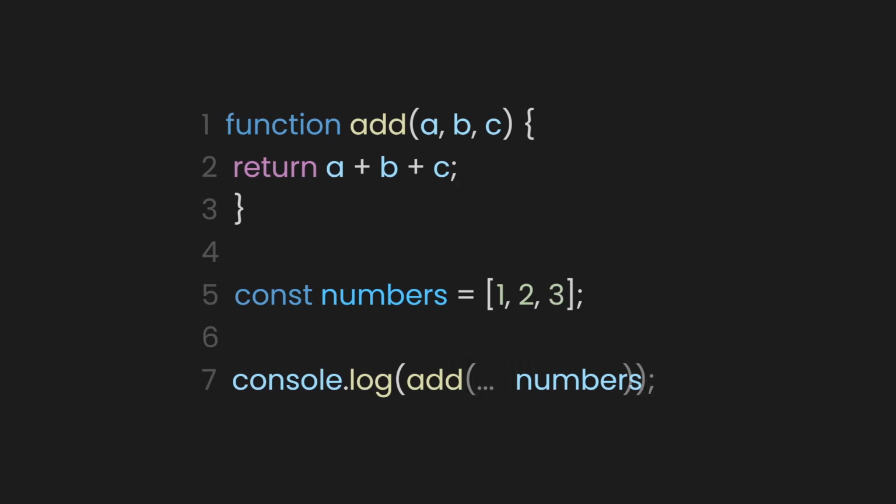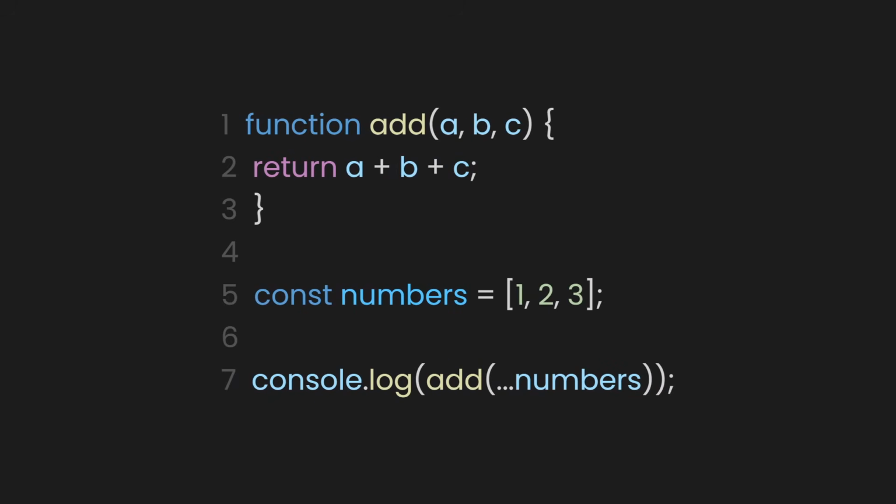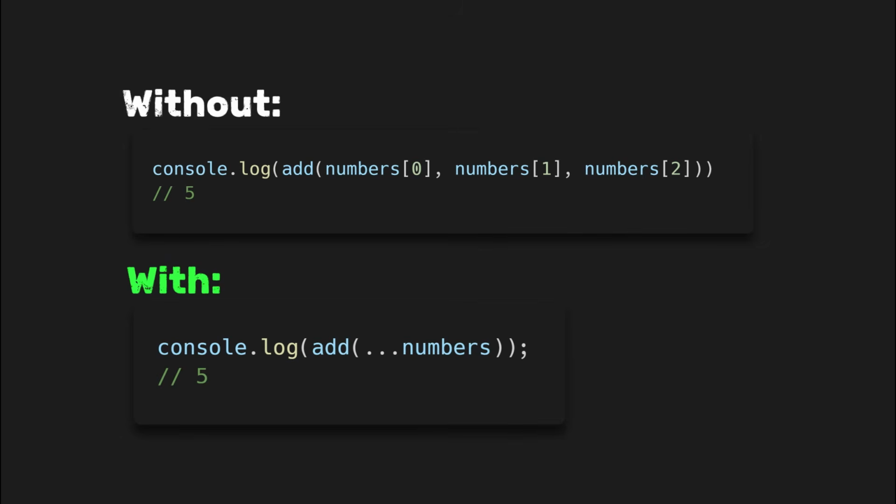With the spread operator, it's much cleaner. Here's what happens. The numbers with the spread operator unpacks the array, so the function actually receives it like we wrote add 1, 2, and 3. Same result, but with less typing and cleaner code. And just like that, you've got the same output without all the manual unpacking.